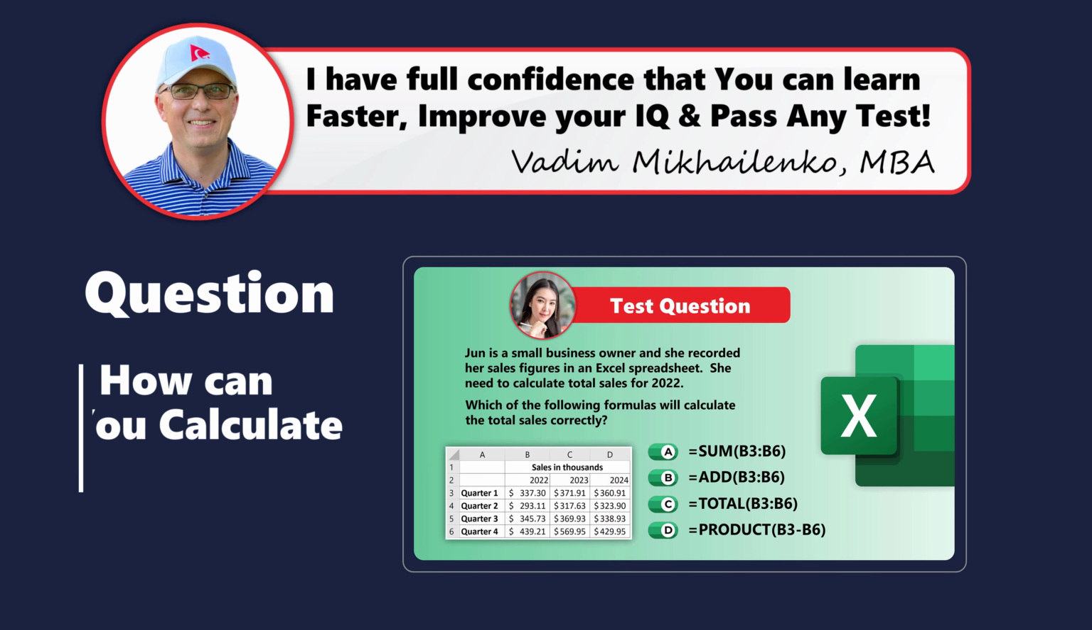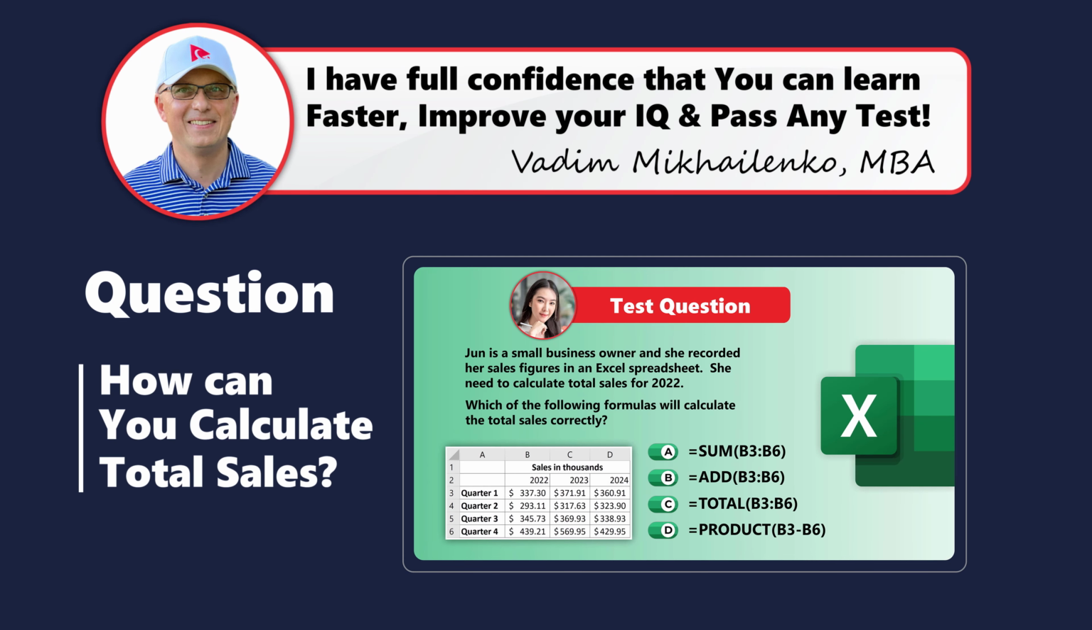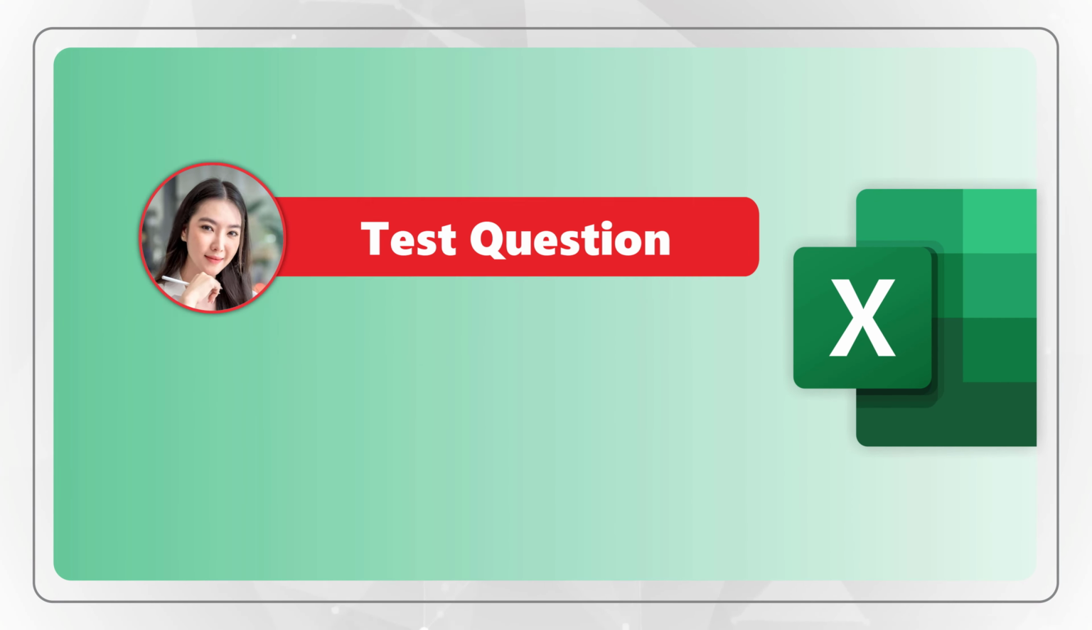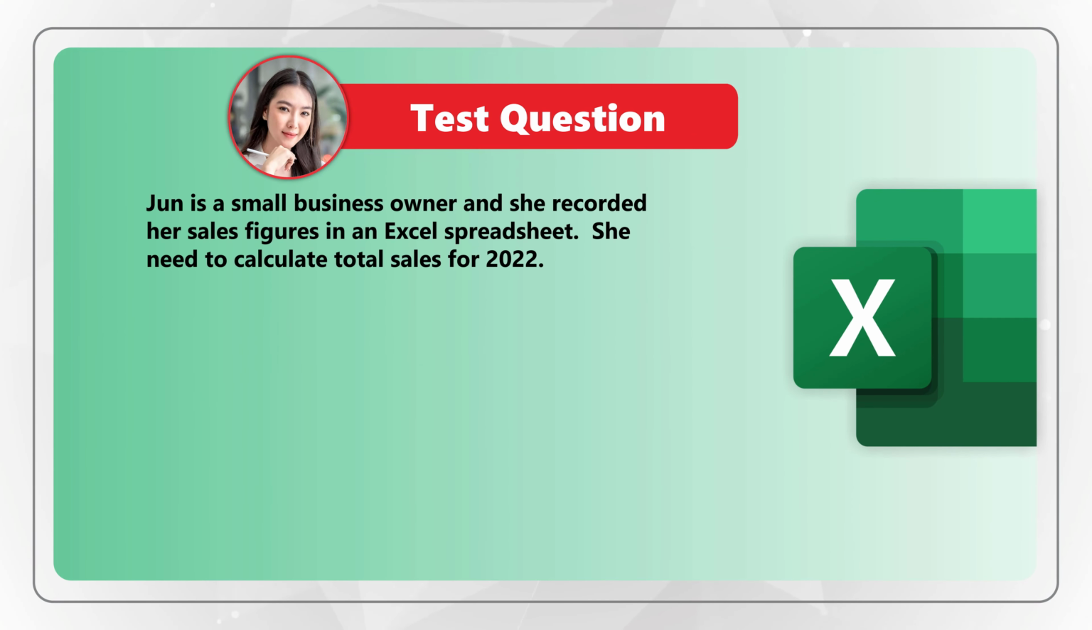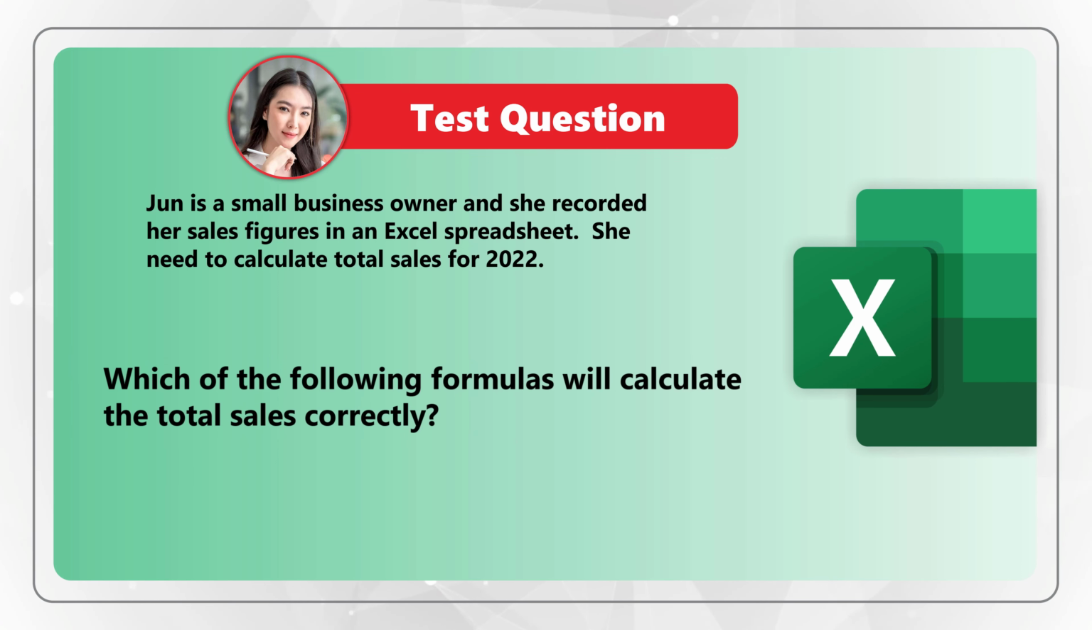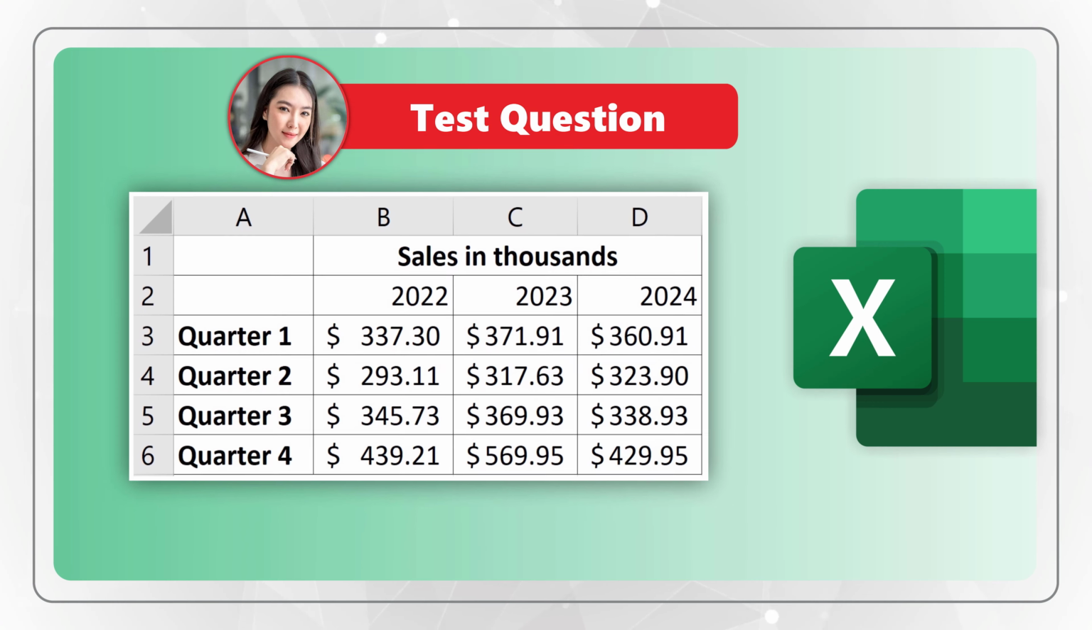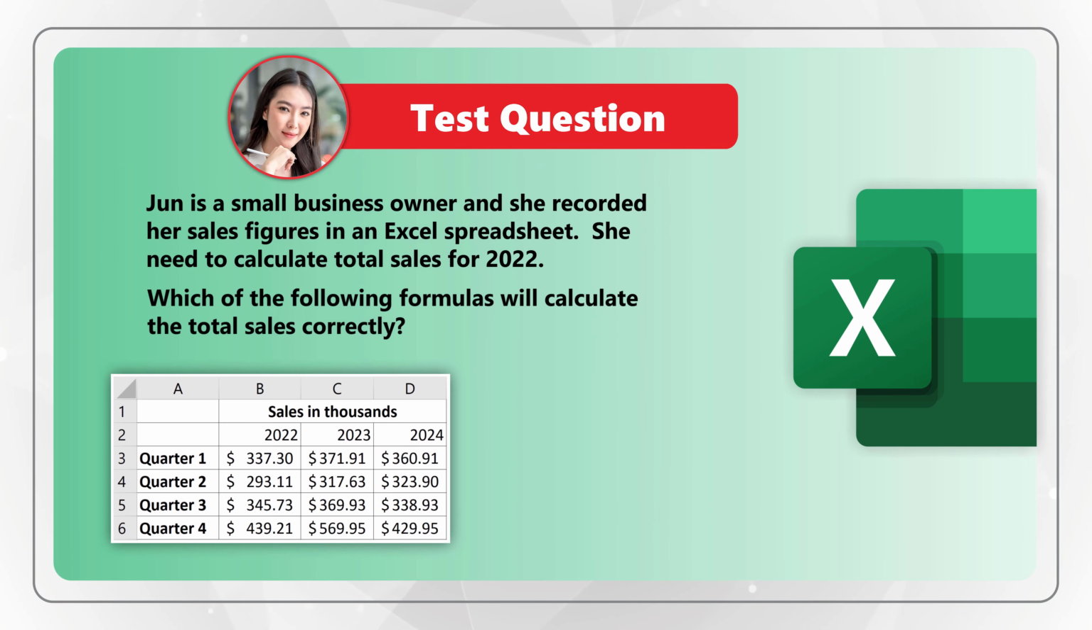Here's an interesting question to test your knowledge of Excel formulas and functions. June is a small business owner, and she recorded her sales figures in an Excel spreadsheet. She needs to calculate total sales for 2022. Which of the following formulas will calculate the total sales correctly? You're presented with a snapshot of data from Microsoft Excel, and you need to select one out of 4 possible choices.